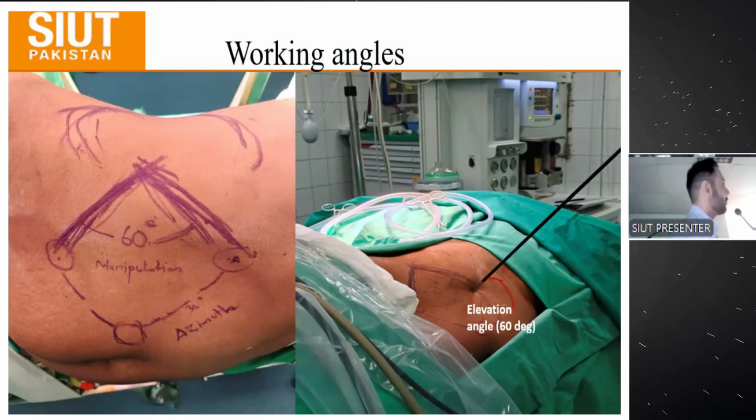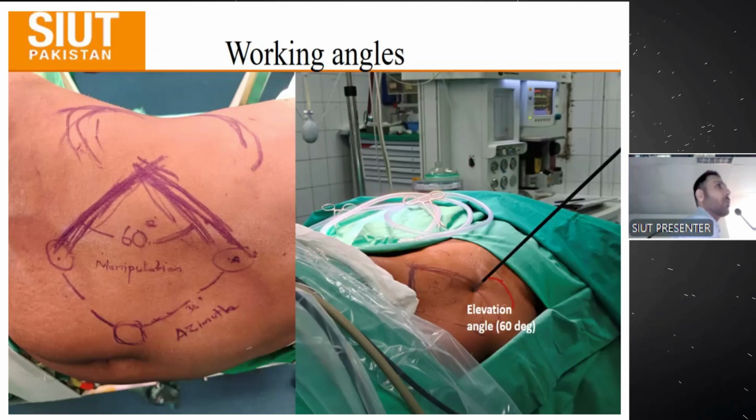I've tried to make it as accurate as possible, but it is how it was made. Anyway, so this is the angle that is made between the working instruments that you're holding in your hand. The angle that is produced between these two is 60 degrees, and it is directed towards the hilum of the kidney in order to provide comfort to the operating surgeon.